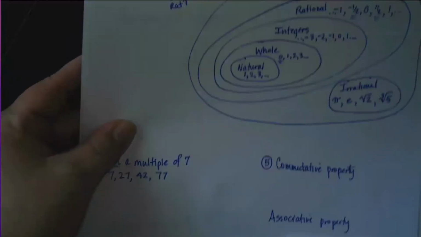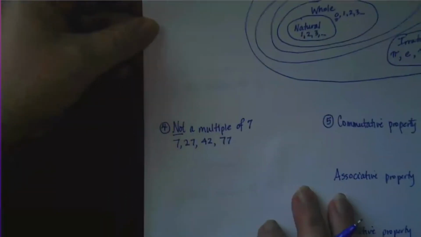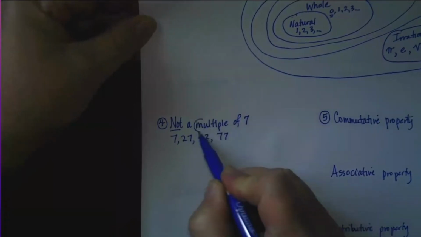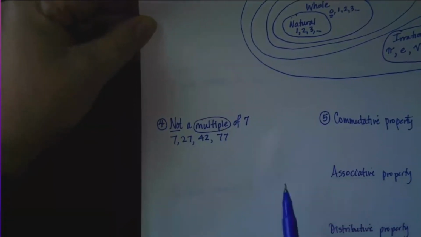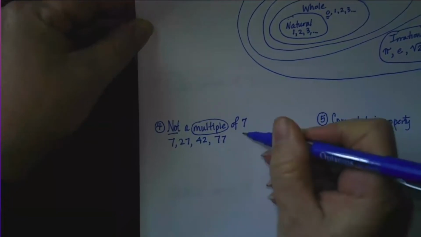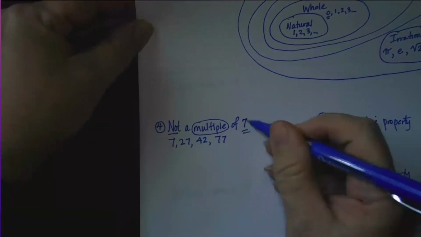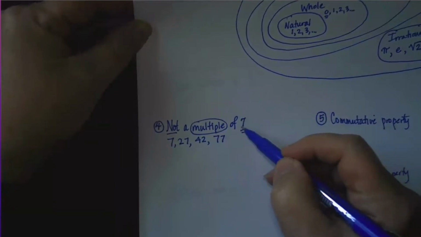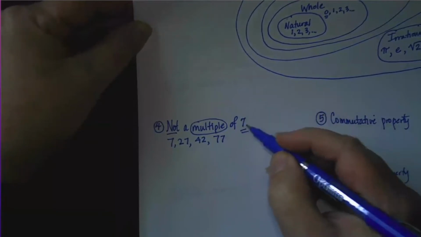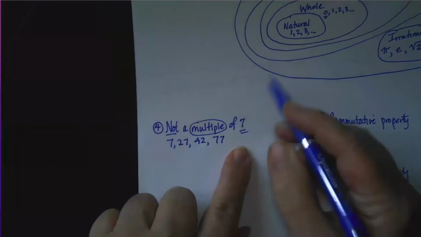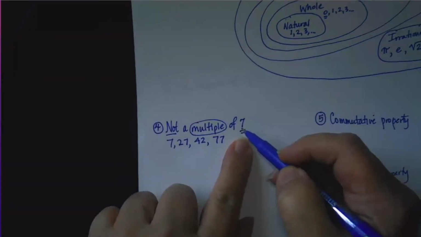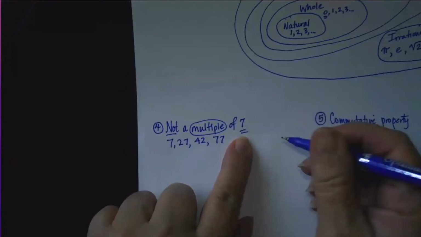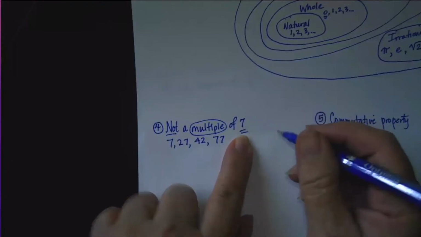Number 4 says, which of these numbers is not a multiple of 7? So they're checking to see if you understand what multiple means, and they're also checking to see if you know your facts for 7. Multiple means that 7 can go into it. So 7 times 1 is 7. Another multiple of 7 is 7 times 2, which is 14. And 21 and 28.